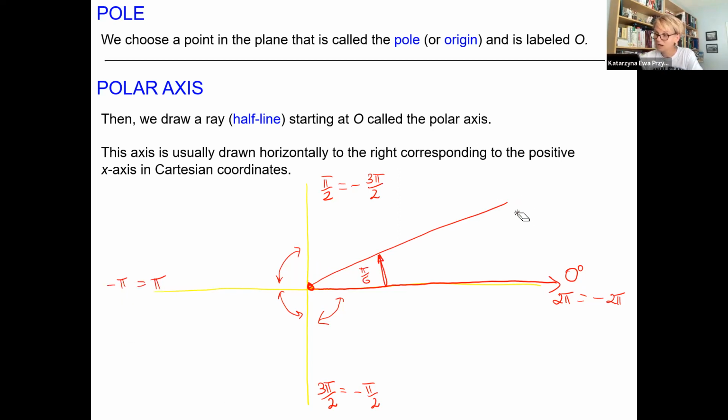That's when we have to find an angle, the half of the line, the ray that represents the angle. And now on that ray, we have to indicate how many units we would like to move away from the pole, from the origin. Let's say 1, 2, 3, 4, 5. That means this point will be 5 on pi over 6. That's our first point, let's say P.